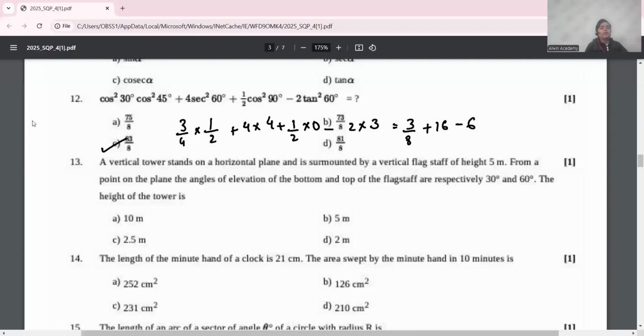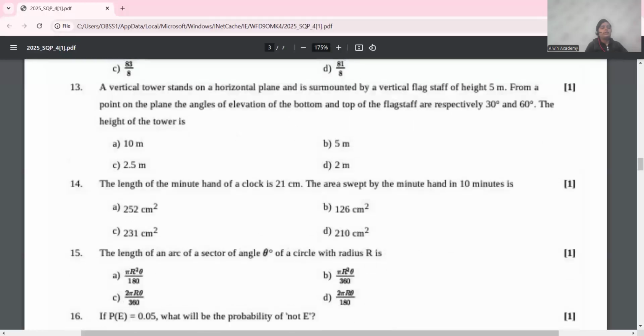Going to the next question, a vertical tower stands on a horizontal plane. So this is the tower, this is the plane. And on a vertical it is surmounted by a vertical flag staff of 5 meter. So this particular flag is 5 meter. And the angle of elevation of the bottom and top of the flag staff is 30 and 60. So this particular angle is 30 degree and this complete angle is 60 degree. I have to find the height of the tower. So let the height of the tower be x.